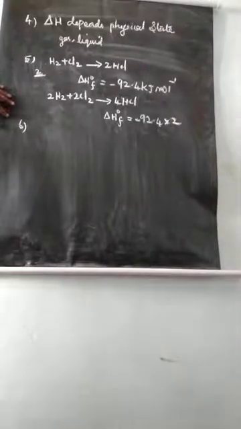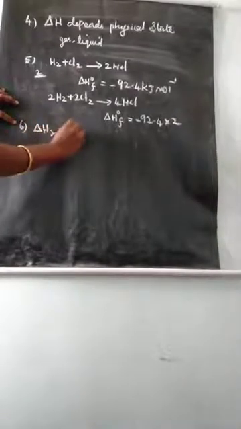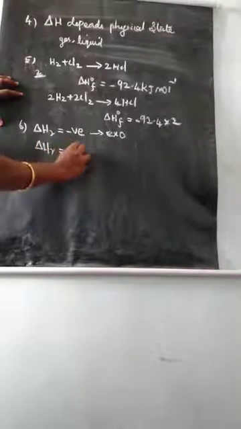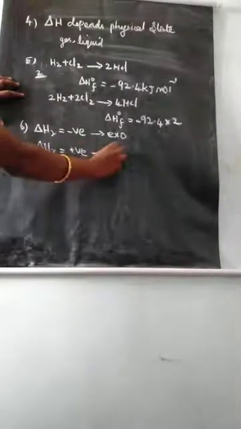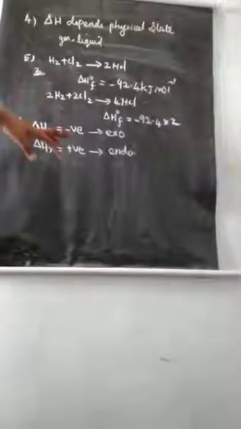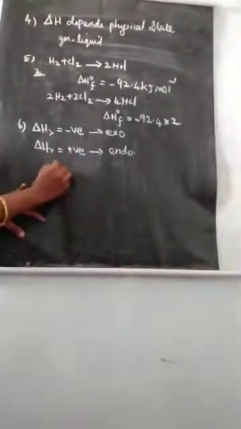Then the last point, last convention. Suppose the change in enthalpy of a reaction is negative, we can consider that reaction is exothermic, and if the reaction's delta H naught value is positive, we can consider that is an endothermic reaction. Understand? And here, as an example, they have given hydrogen plus oxygen.